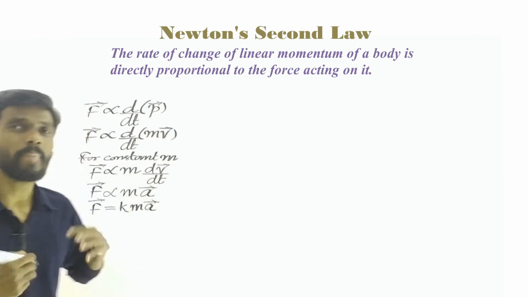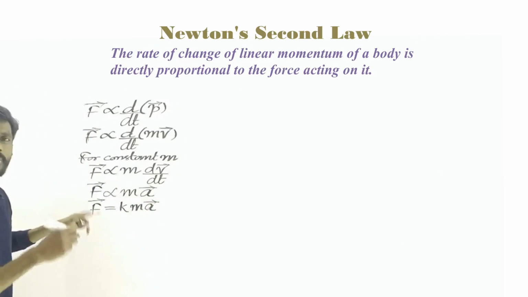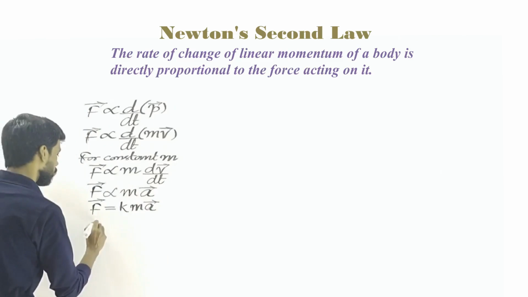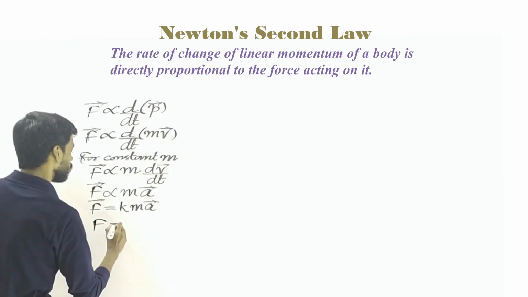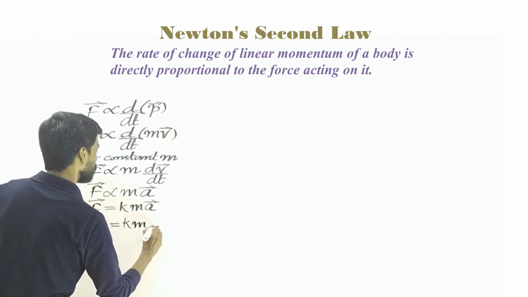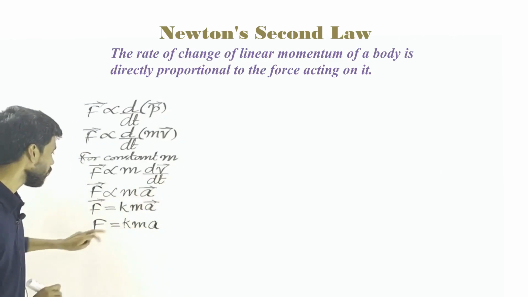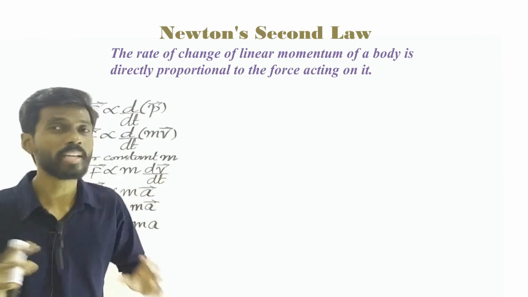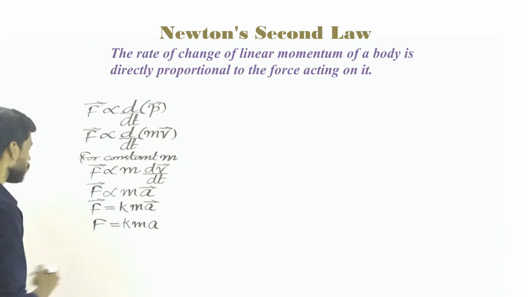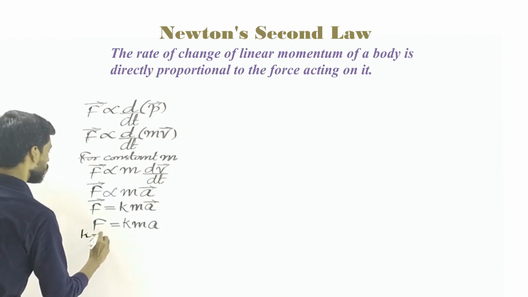If you only take the magnitude of the force, so take the magnitude on both sides, what is the magnitude of this? Denoted by simply F. So F equals k m a, where a is the magnitude of the acceleration. So F equal to k m a. Now what we do, for convenience, we take the value of k to be 1, right? So take the value of k to be 1. Okay, do we have the liberty to choose the value of k?